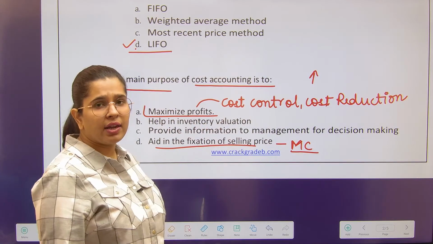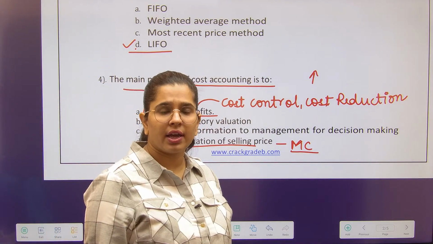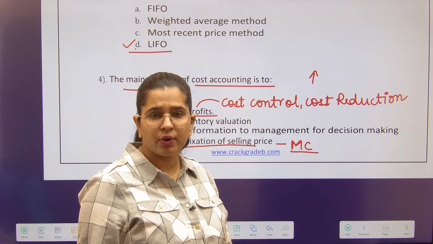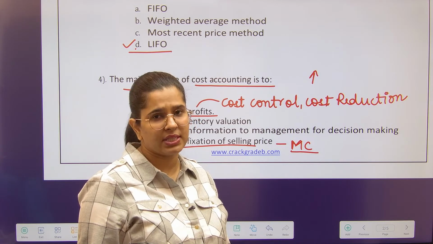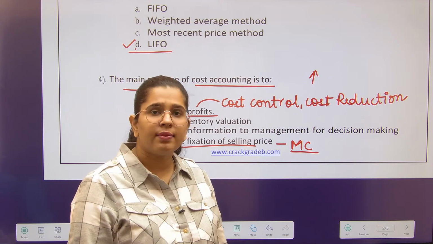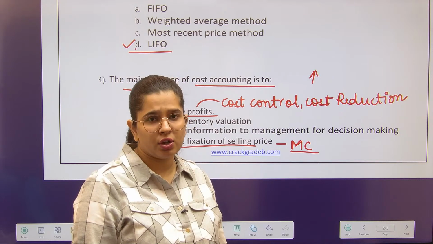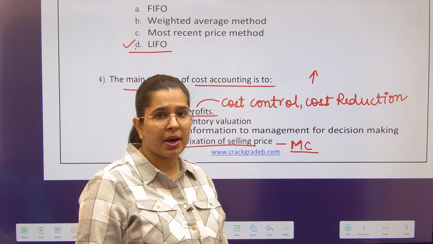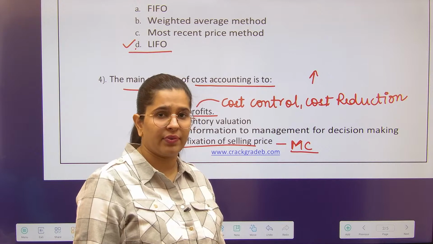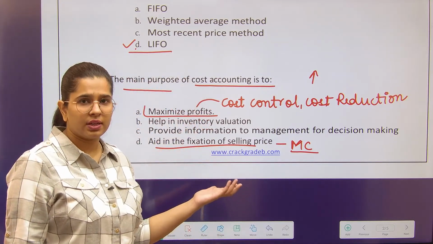Help in inventory valuation. Yes, we have seen so much, like ABC basis of overhead allocation and all those things, ABC basis of inventory upkeep. All of these help you in inventory valuation, correct? Your absorption and marginal costing also have a part in how you value your inventory. So you see, all these things are equal, correct?